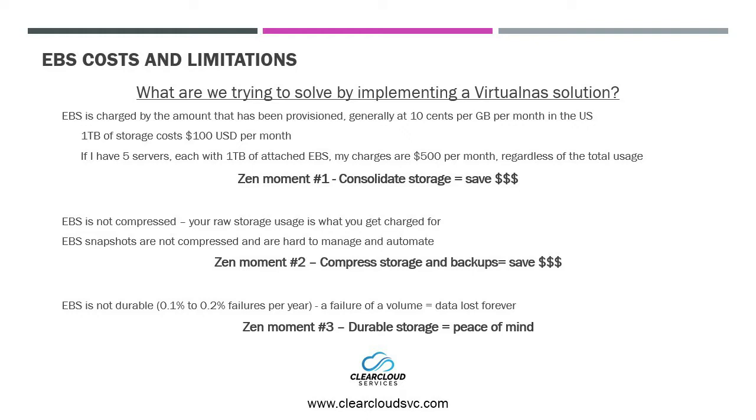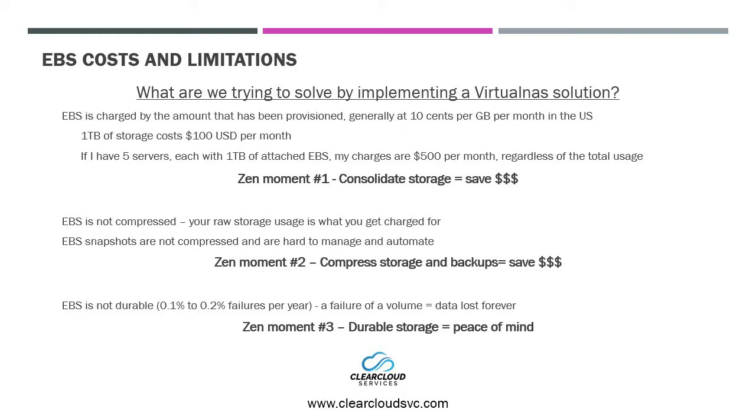Another issue with EBS is that there is no compression, and the snapshots that are taken of EBS volumes are also not compressed, although they are at least incremental. It's also very difficult to automate the management of snapshots, especially when you end up with tens of thousands of them. Because ZFS allows for native compression of volumes and snapshots, you can realize significant cost savings over standard EBS volumes.